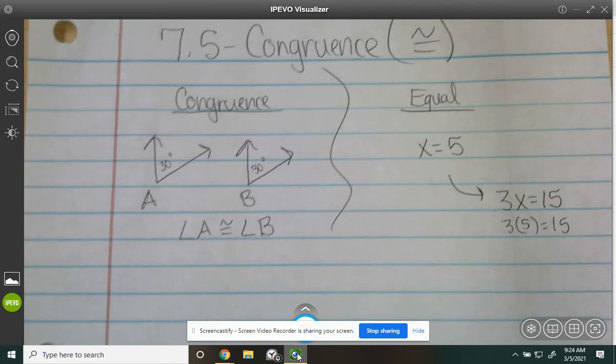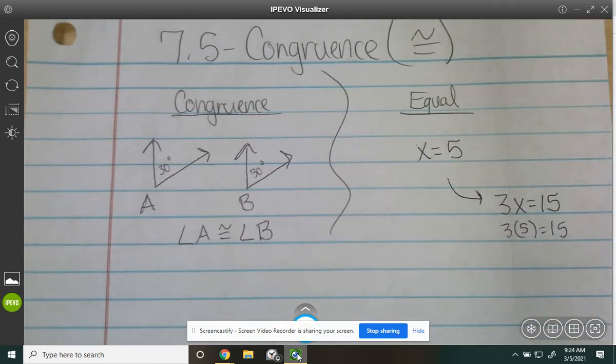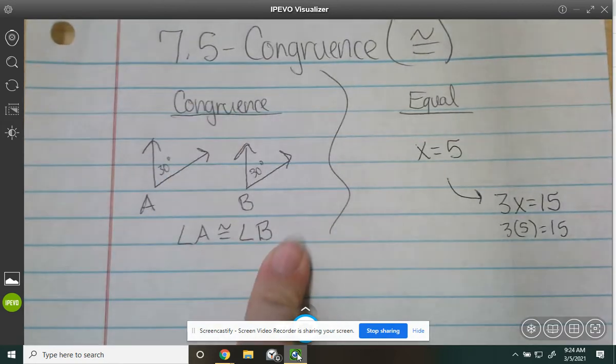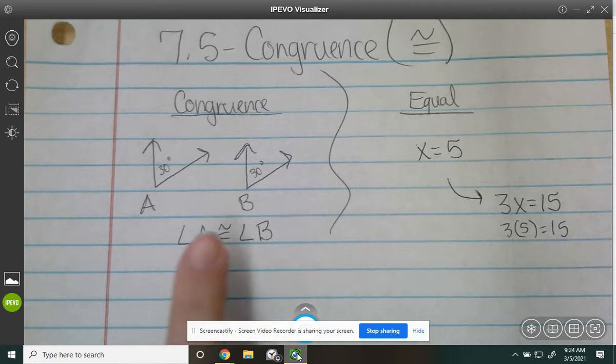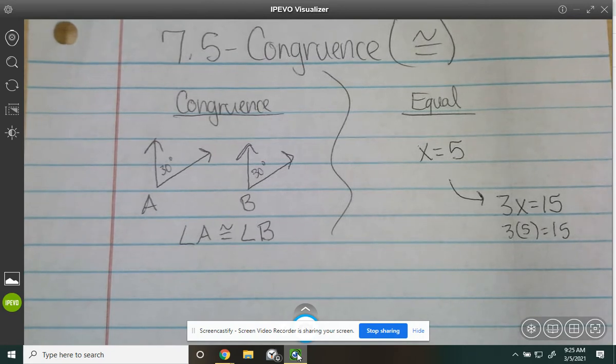So a lot of the time in algebra, we'll use equal because that's just what we're dealing with, something that is the same thing. But with geometry, a lot of the times we use congruence because you're talking about two different shapes that have the same measures. So that's why this word comes into play instead of just saying equal.